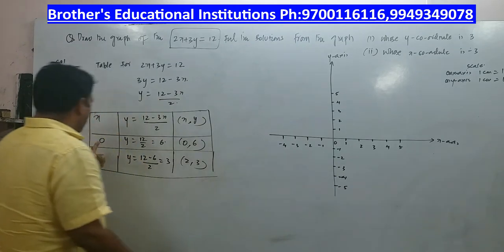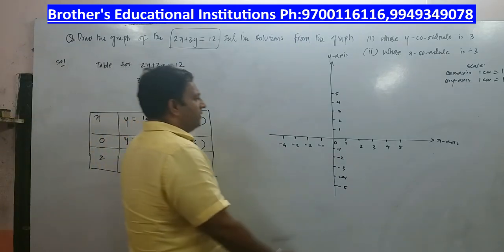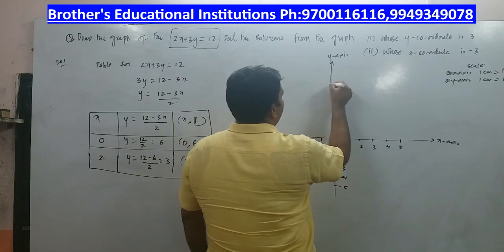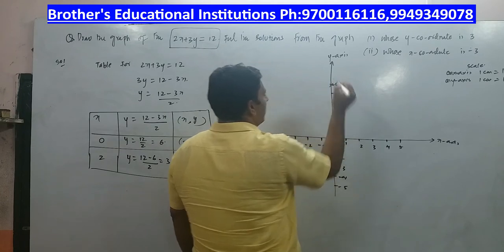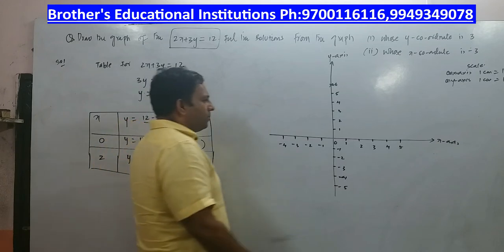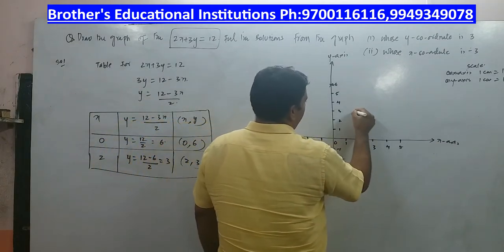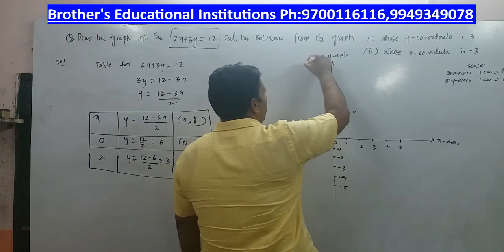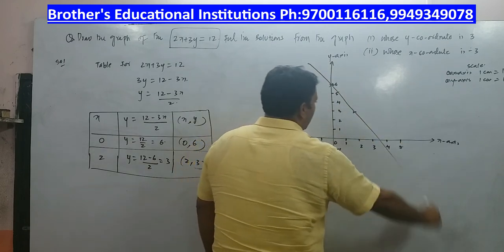Alright. So, plot. For 0, you have 6. When x is equal to 0, what is y value? Y value is 6. I put a cross mark here. When x is equal to 2, what is y value? 3. So, 2 comma 3. This is 2 and this is 3. Now once you get these two values, take a straight line, scale and try to draw.